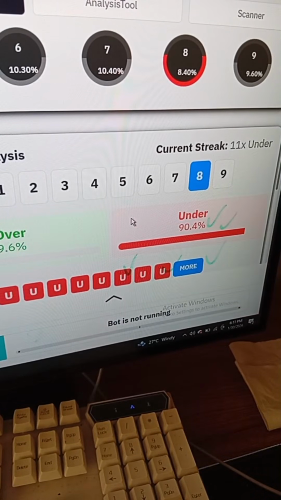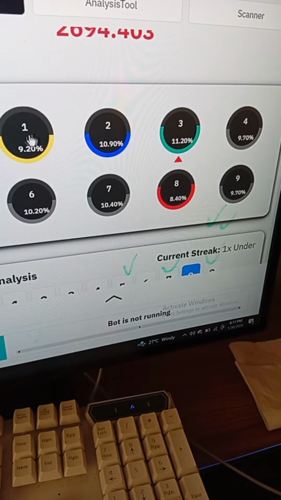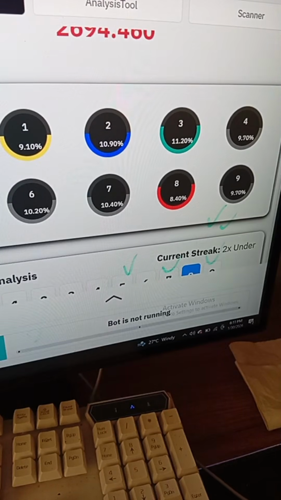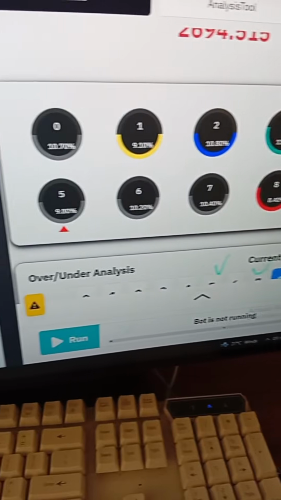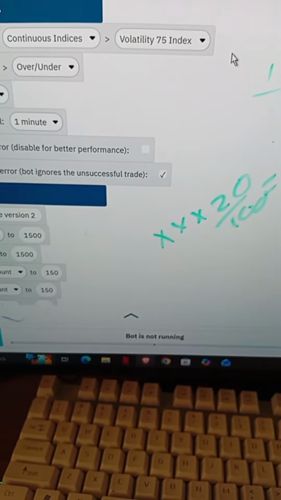Let us go to volatility 25 quickly before it changes and set them both to under 8. Volatility 25 under 8 quickly.